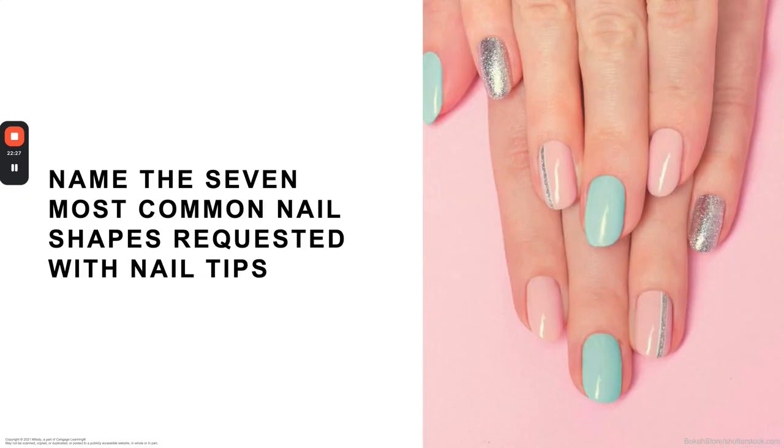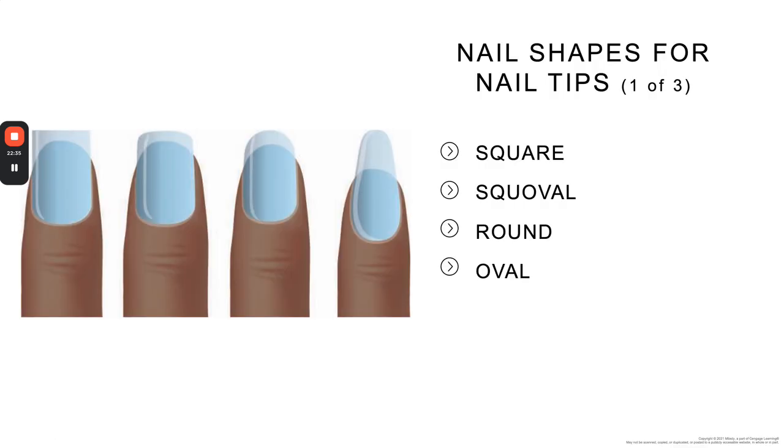Okay. Objective number 6: name the 7 most common nail shapes requested with nail tips. So we have our common shapes for nail tips or nail extensions. You have your square, squoval, round, and oval. On the next slide, there's also almond, stiletto, and ballerina. So these are basically the 7 most popular shapes.